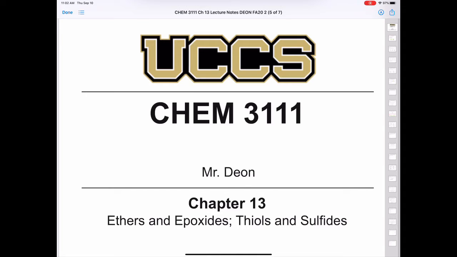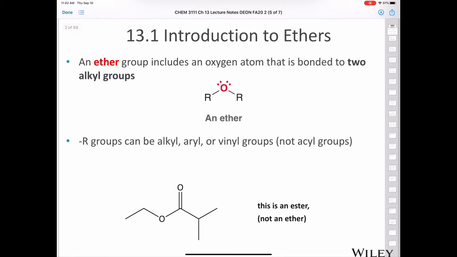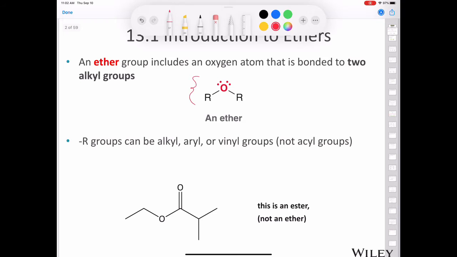All right, Chemistry 3111. This is Chapter 13, which deals with ethers and epoxides, thiols, and sulfides. Let's start by taking a look at the functional group. An ether group includes an oxygen atom that is bonded to two alkyl groups, or they could be two aryl groups. Anyhow, here we have an ether, so we have an R group, and then we have an oxygen sandwiched in between these two R groups like this.